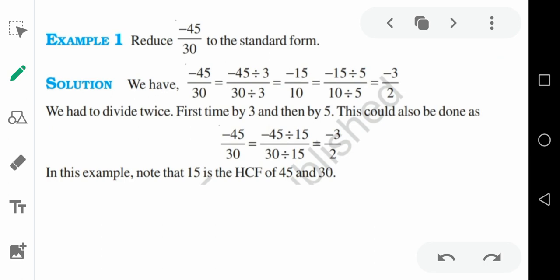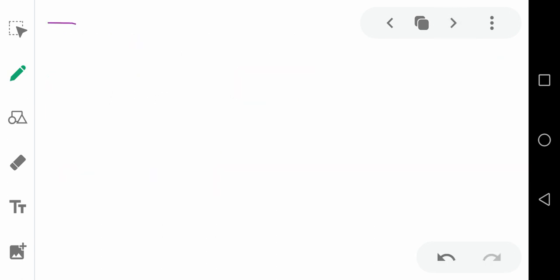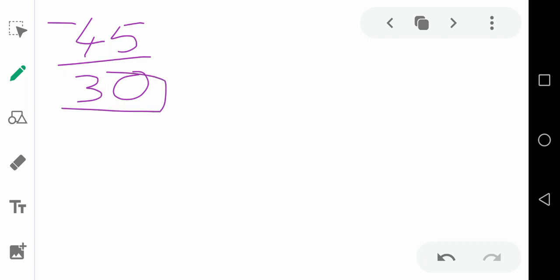Reduce minus 45 by 30 to the standard form. So I will do it here for you. It is minus 45 by 30. First, you have to check whether the denominator is positive or negative. What can you say about the denominator? Is it positive or negative? 30. It is positive. So that condition is over.